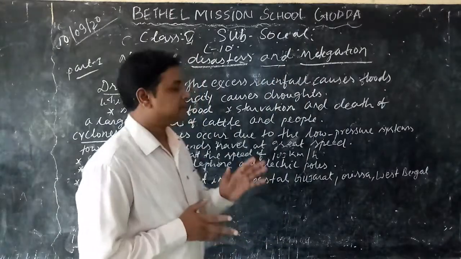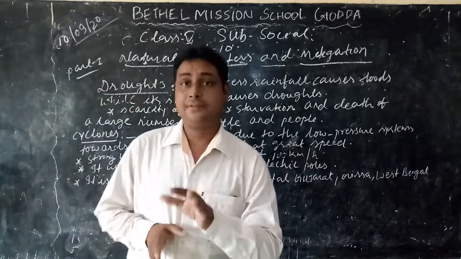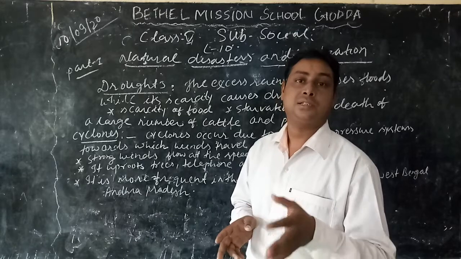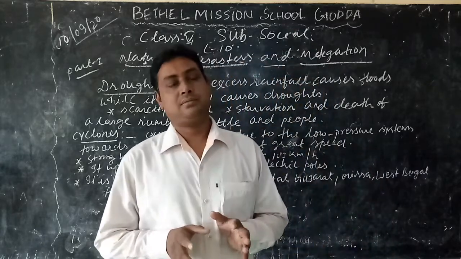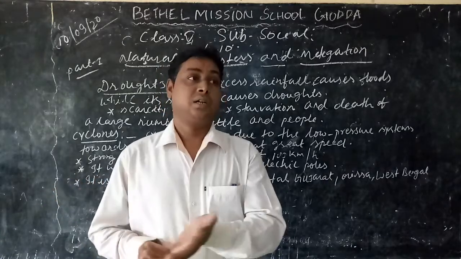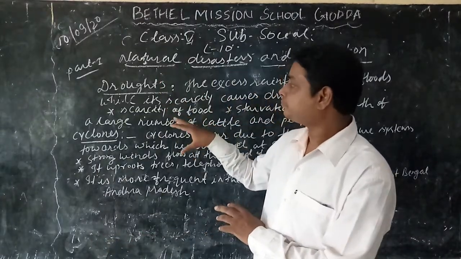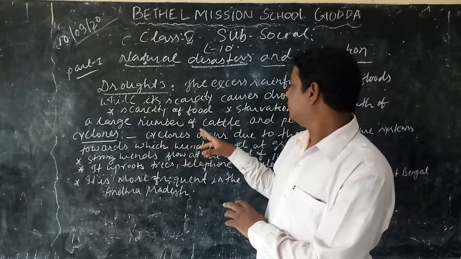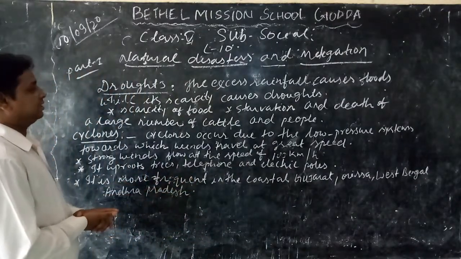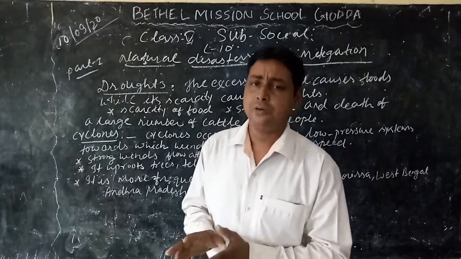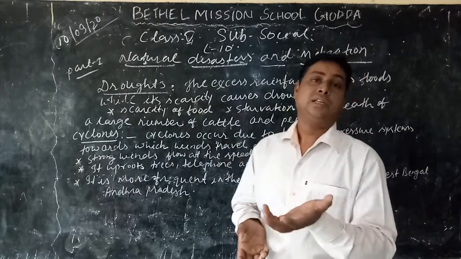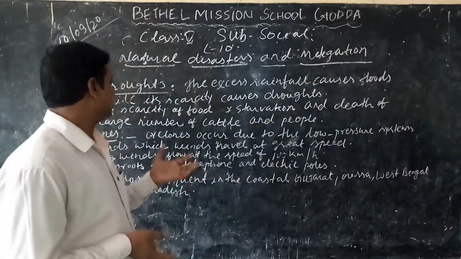The excess of rainfall or heavy rainfall causes floods. Scarcity of rainfall causes droughts. As we know, most of the people in India, most of the farmers, depend on agriculture and on monsoon rainfall. So when there is drought, it causes scarcity of food, and starvation of cattle and people. Due to drought, people are not able to grow any types of crops. That's why there is scarcity of food.